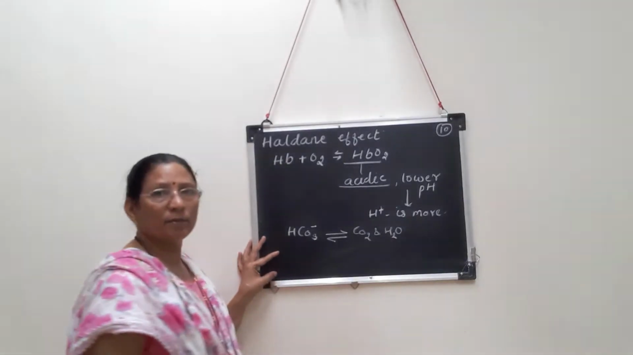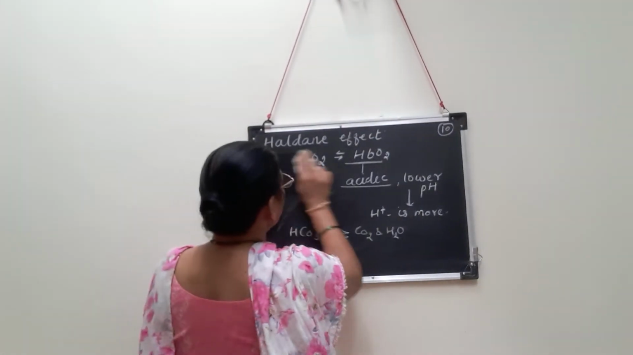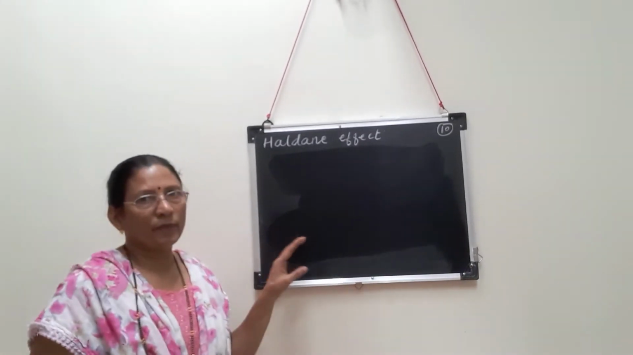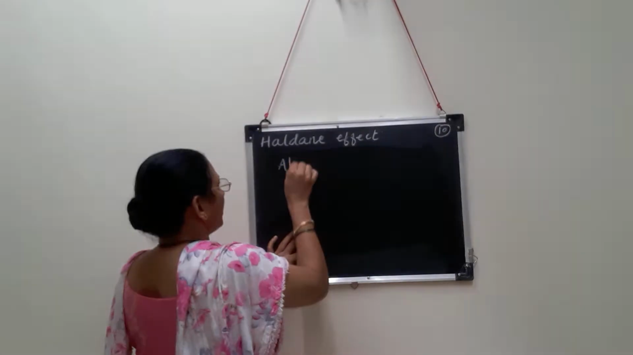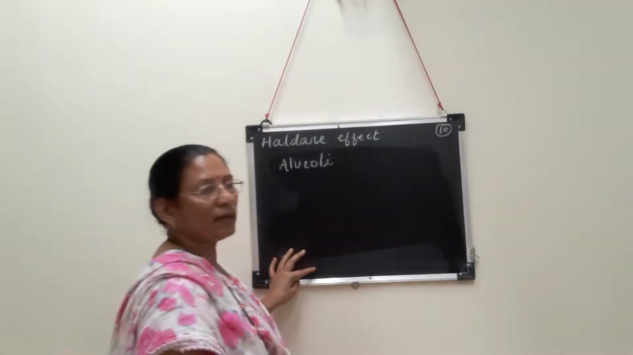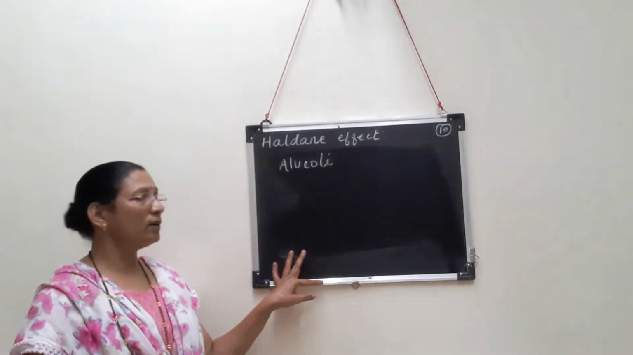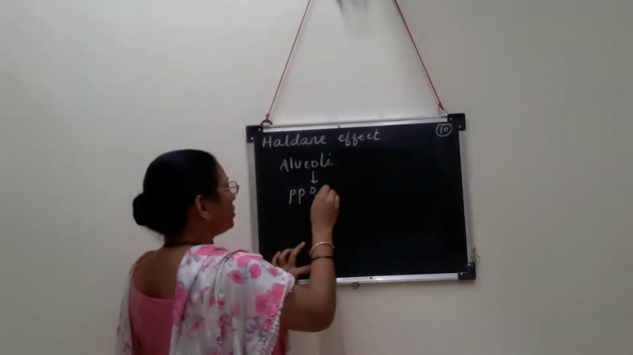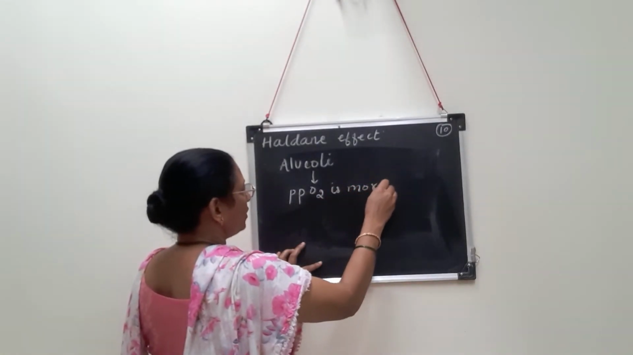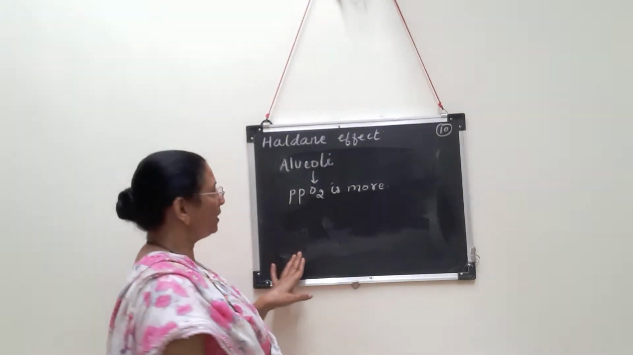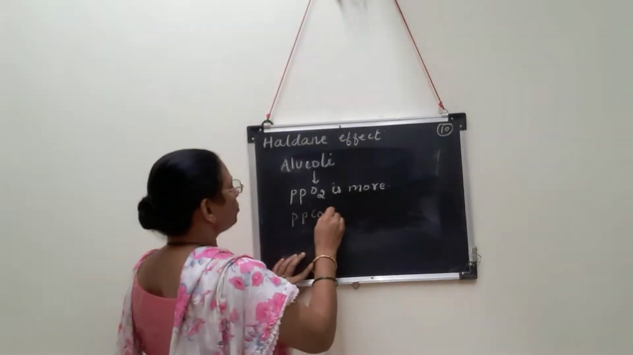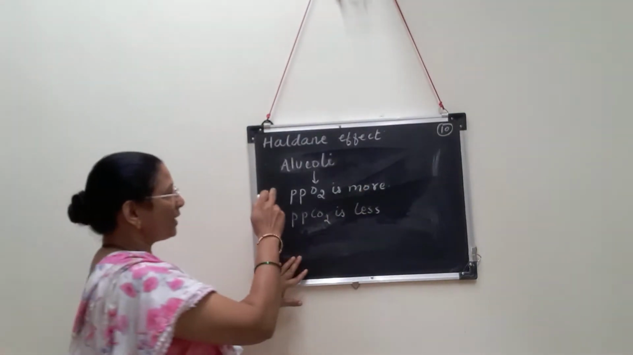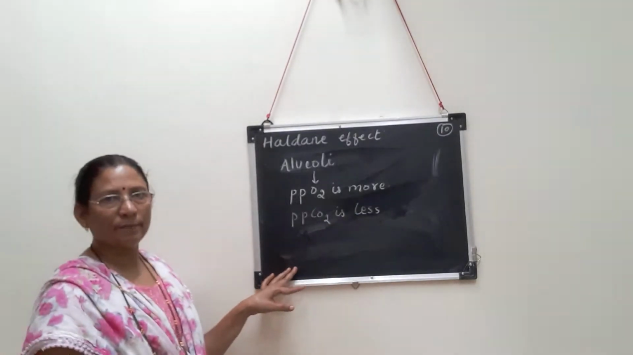Later on we have to study the partial pressure of carbon dioxide and the partial pressure of oxygen. They vary in different places. If we consider the alveoli, what is this alveoli? Alveoli is the structural and functional unit of the lungs. In alveoli, always remember that the partial pressure of oxygen is always more with respect to the partial pressure of carbon dioxide. We can say that the partial pressure of CO2 is less. We have studied that diffusion of gases takes place from higher partial pressure to lower partial pressure. So what happens?